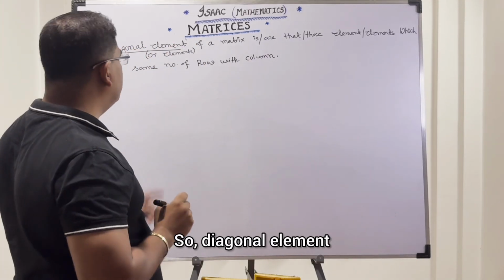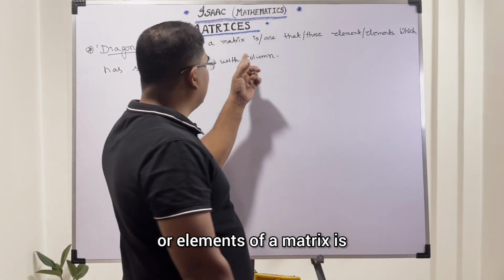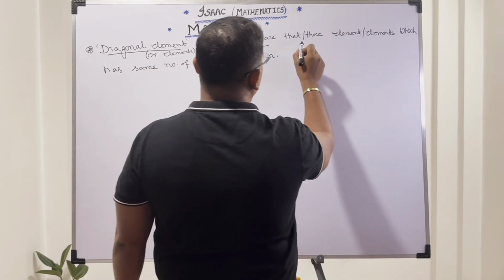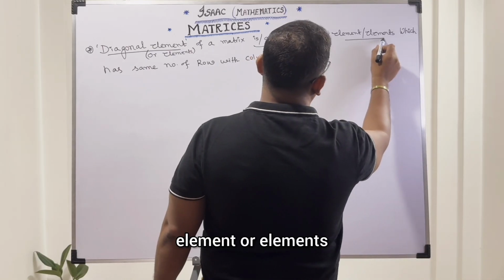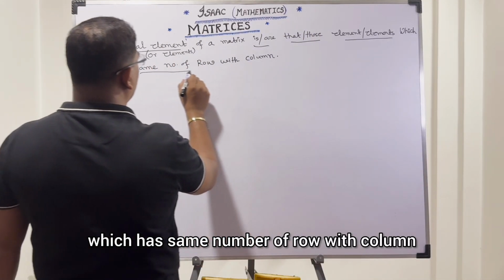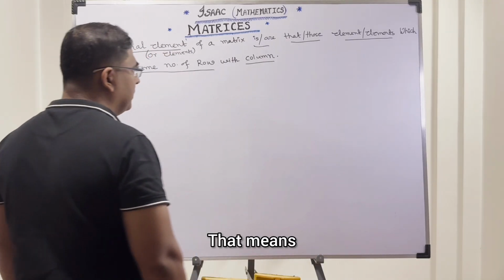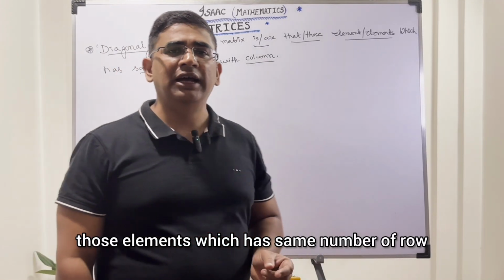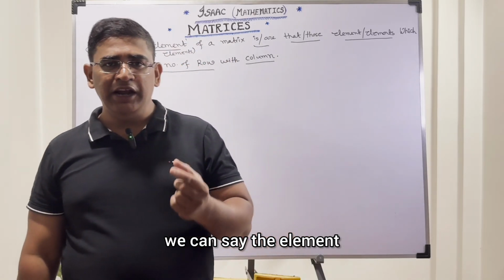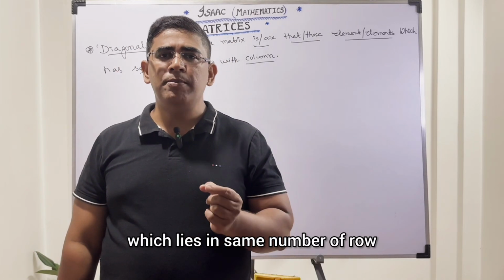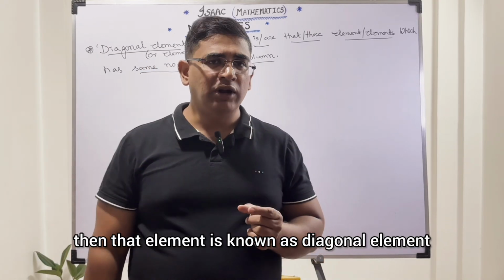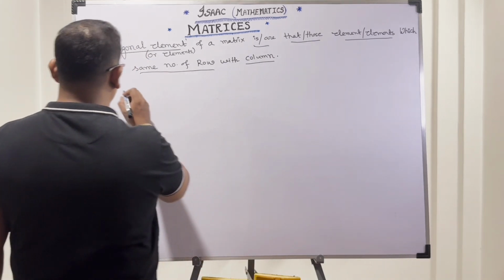So diagonal element or elements of a matrix is or are that or those element or elements which has same number of row with column. That means those elements which has same number of row and same number of column. That means we can say the element which lies in same number of row and same number of column, then that element is known as diagonal element. Example.